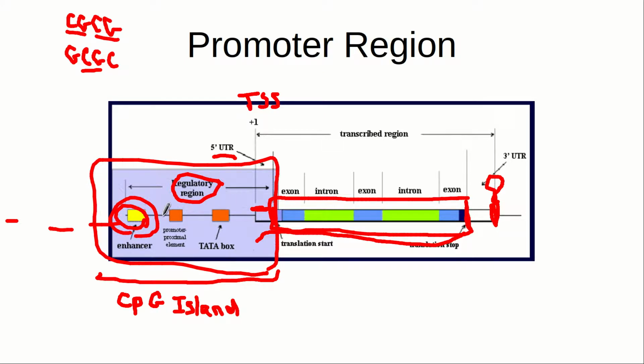Some of them are going to be in here. Some of these transcription factors are going to bind in here. Now the proximal promoter is the one that is not that far away, and definitely there won't be a gene in between here and the proximal promoter.